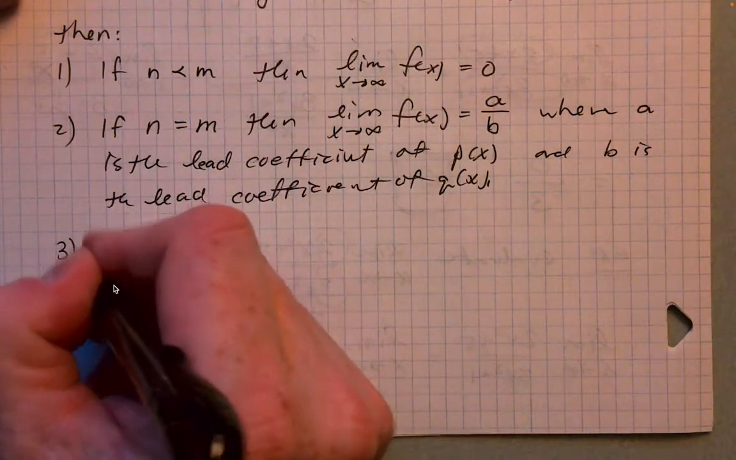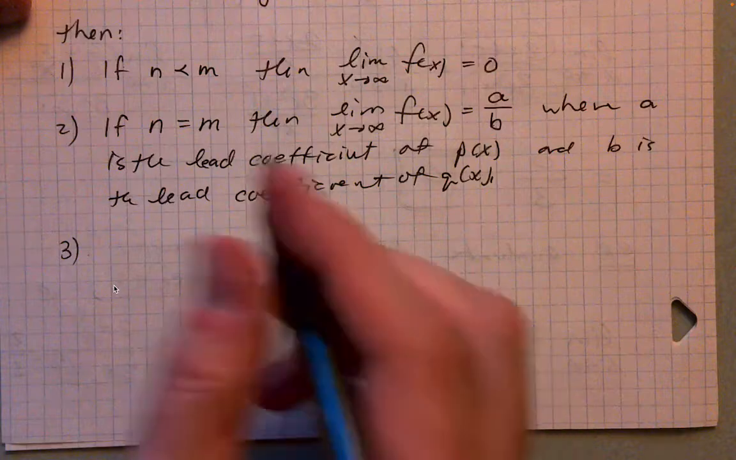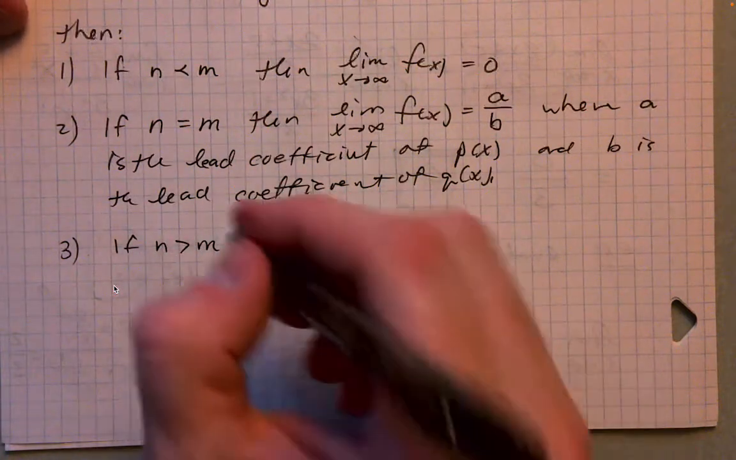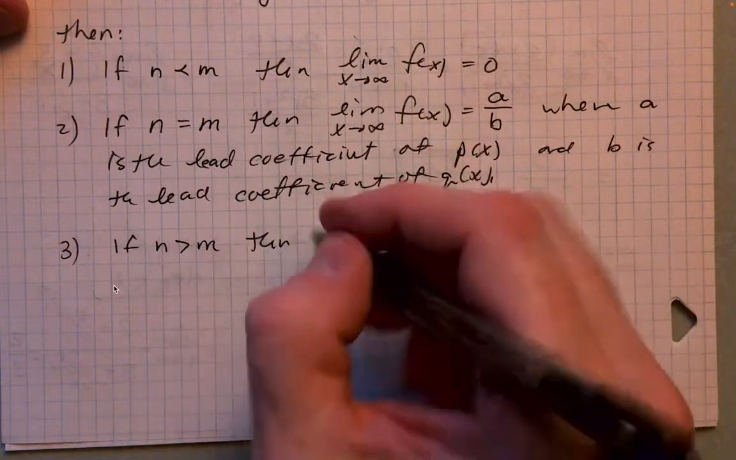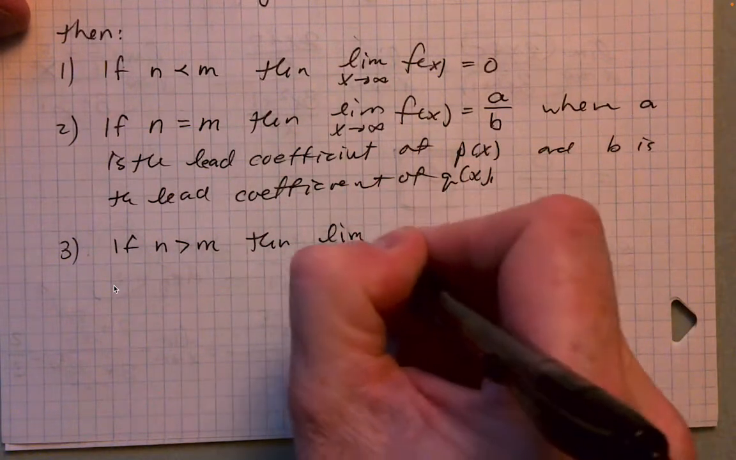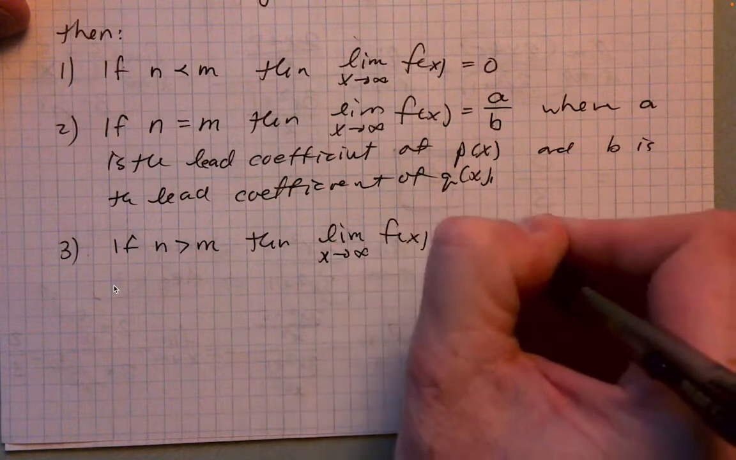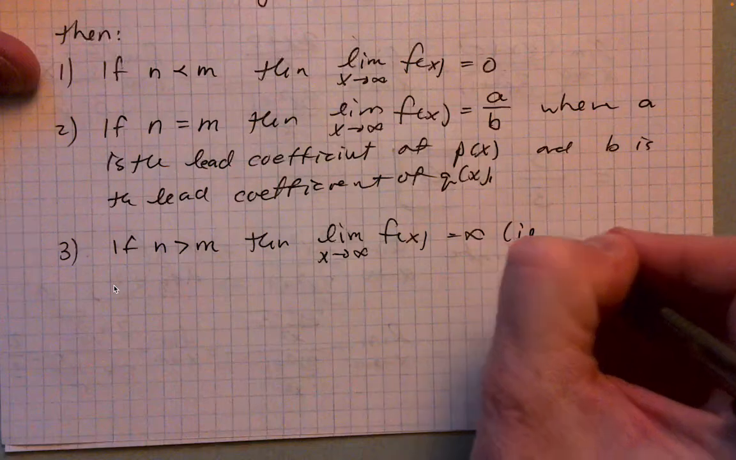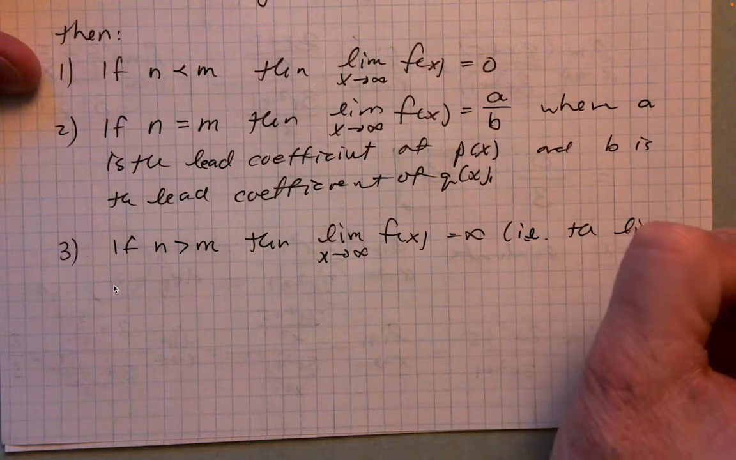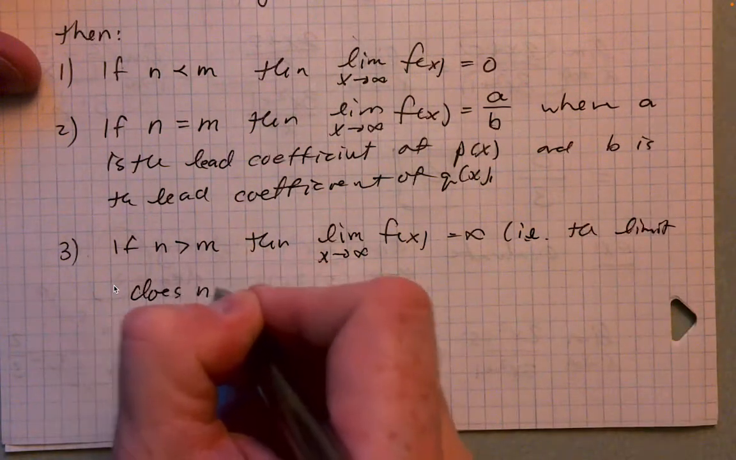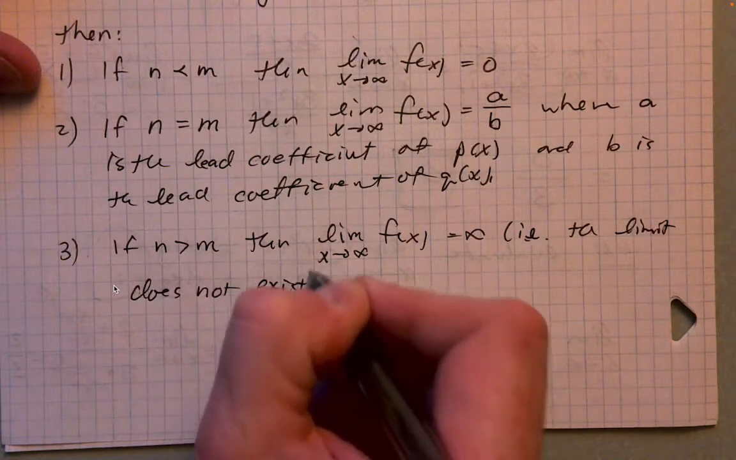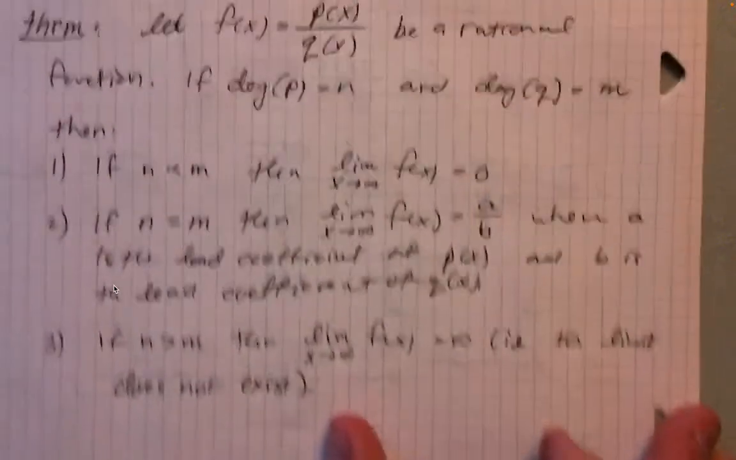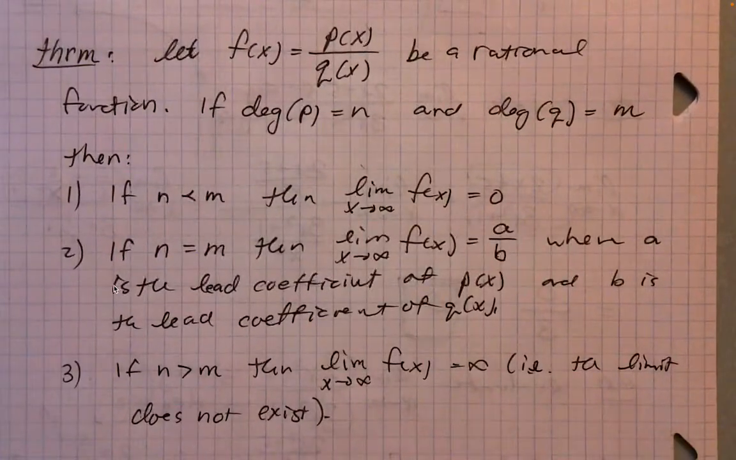Now what happens if n is greater than m? If n is greater than m, then the limit as x approaches infinity of f of x, well, we said informally it's infinity, but we would say i.e. the limit does not exist. All right, so that's the big nice theorem here, and this applies for polynomials.